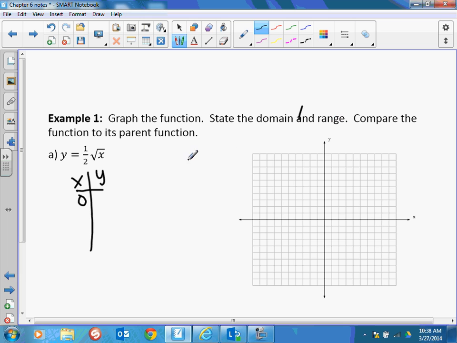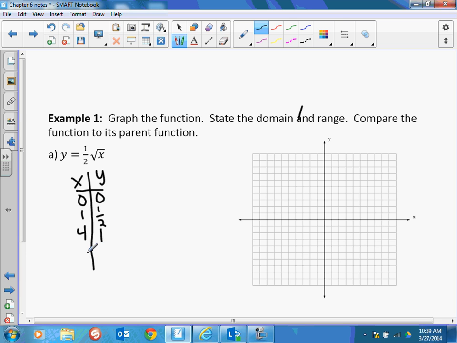Okay, so like I was saying, pick 0 for x. So square root of x is 0. 0 times 1/2 is 0, so that'd be 0, 0. Then I pick 1 because that's a perfect square. Square root of 1 is 1. 1 times 1/2 is 1/2. Okay, and then I would pick 4, because 4 is a perfect square. Square root of 4 is 2. 2 times 1/2 is 1.